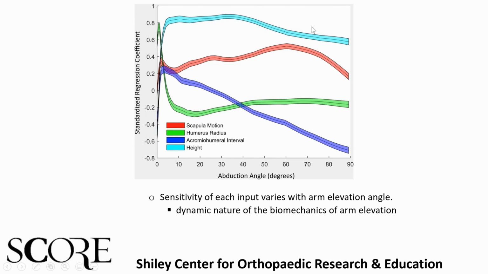Height remains an important input throughout. The acromiohumeral interval, it's interesting to see that it's not very important, but its importance increases as the arm elevates to 90 degrees, which makes sense to us. The humeral head radius, interesting that it did not have as strong an impact as we expected.